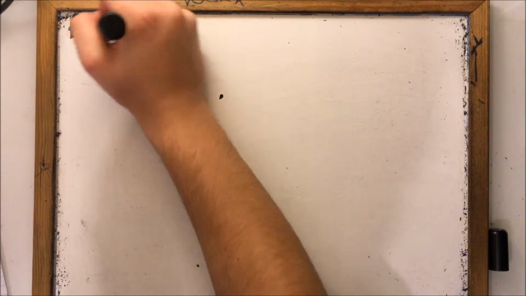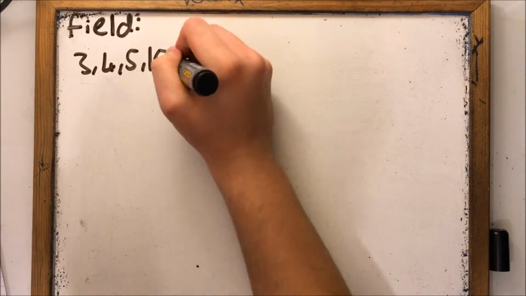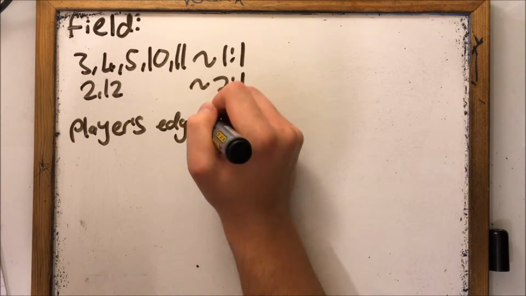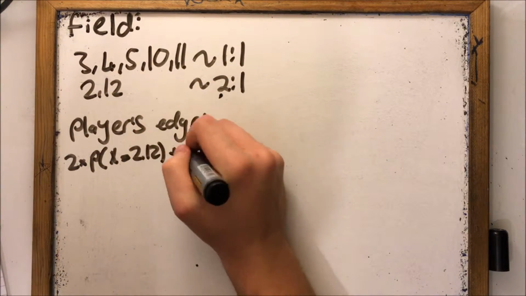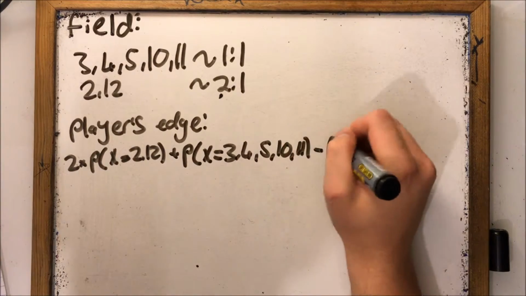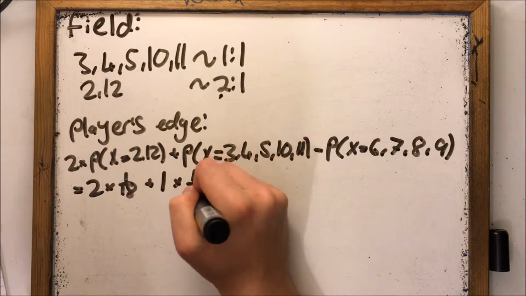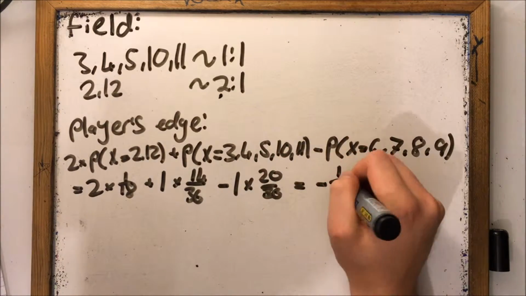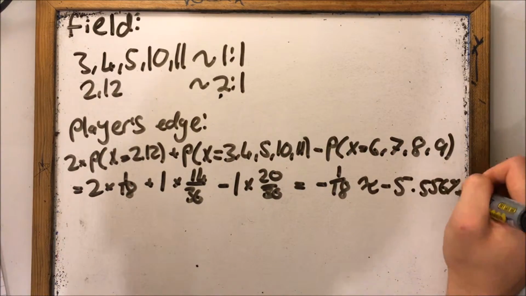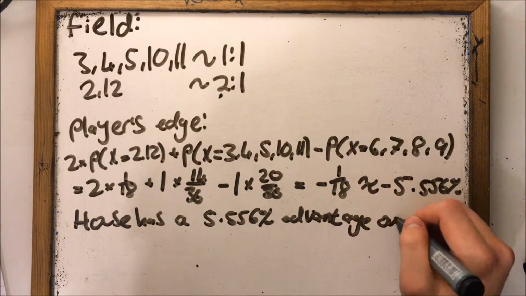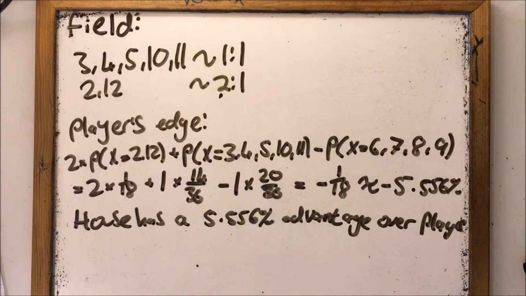The field is a very straightforward bet and bids on the value of the next roll. If the total roll is 3, 4, 5, 10 or 11, the field offers evens, and for 2 and 12, the field offers 2 to 1, all under one bet. Working out the player's edge is easy. We double the probability of getting a 2 or a 12, add the probability of getting a 3, 4, 5, 10 or 11, and minus the probability of getting a 6, 7, 8 or 9. This gives us a value of minus 5.556%, and yet again the house has the advantage.